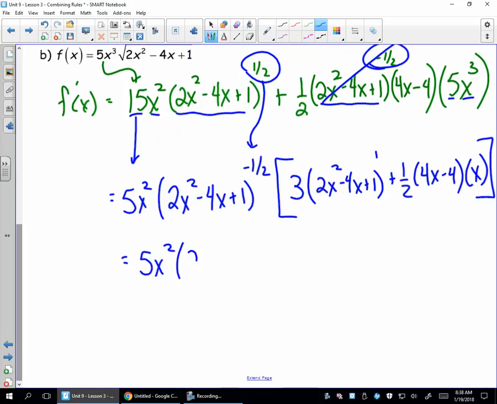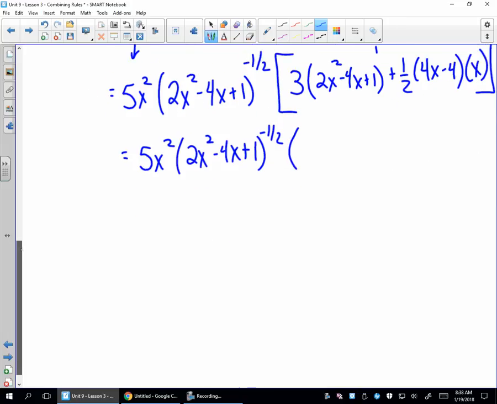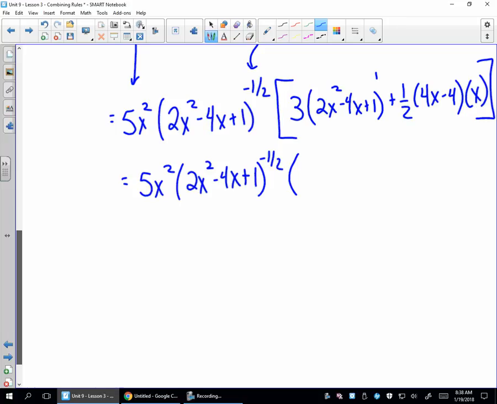5x squared, 2x squared minus 4x plus 1 to the negative 1/2. In my big bracket now, let's simplify that. What do we get? We'll get 6x squared minus 12x plus 3 if I distribute. And over here, a 1/2 times 4 is 2x. I'm going to do this both at the same time, okay? So 1x on the top.